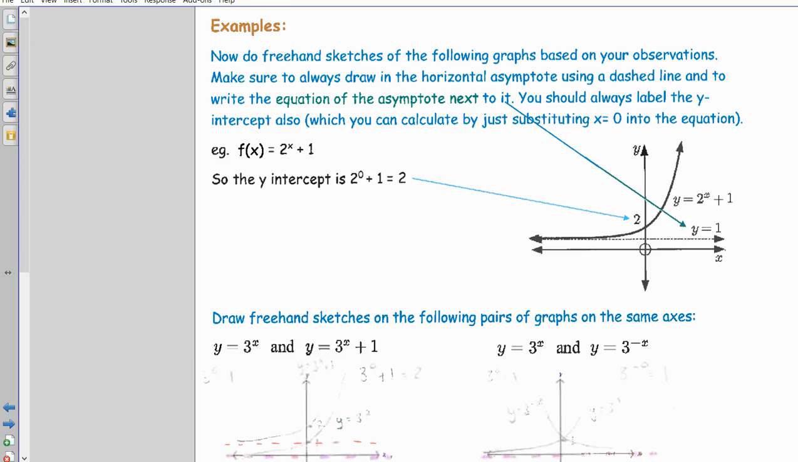So now you're asked to just do some freehand sketches of the following based on your observations from those previous 2 pages. Make sure to always draw in the horizontal asymptote using a dashed line, and to write the equation of the asymptote next to it. You should always label the y-intercept also, and you can calculate it by just substituting in x equals 0 into the equation.